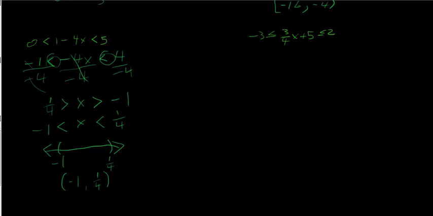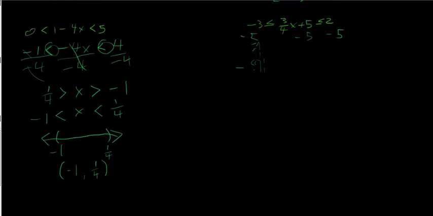Okay. So same idea here. We're going to subtract 5 from each of these 3 parts, minus 5, minus 5, minus 5. That's going to give us negative 8 here is less than or equal to 3/4 x is less than or equal to negative 3.